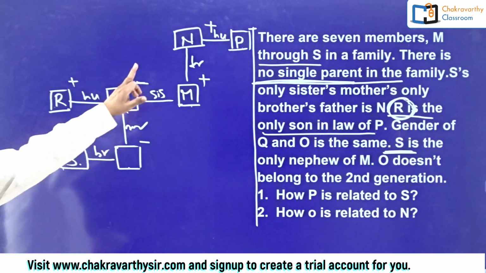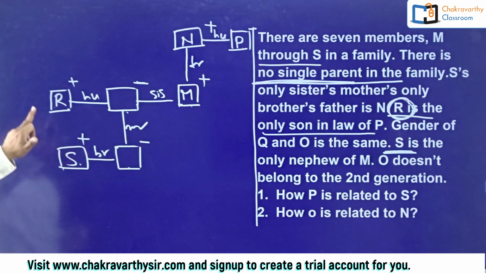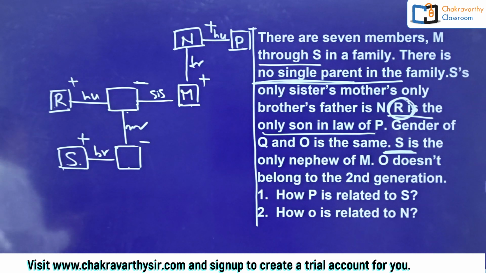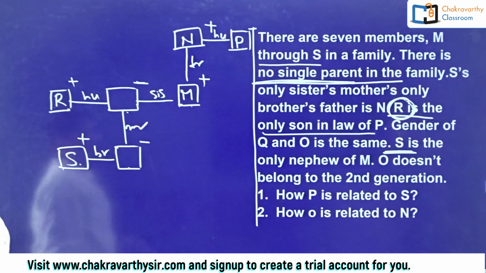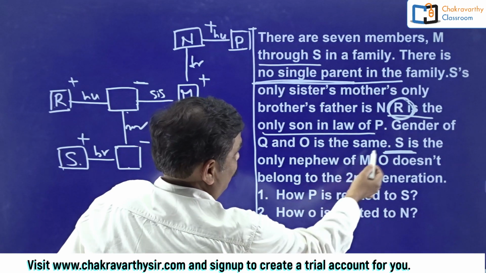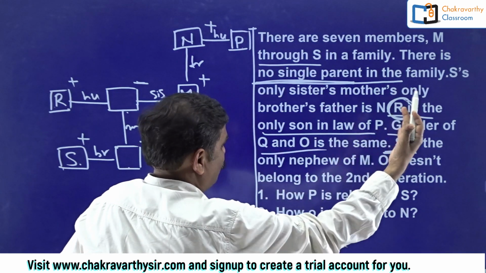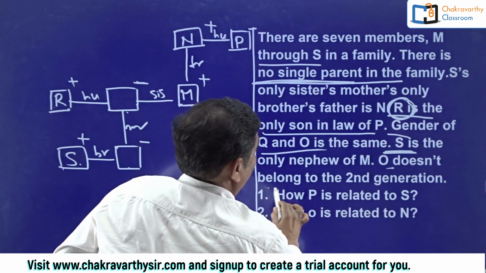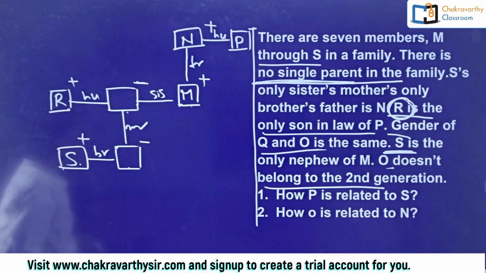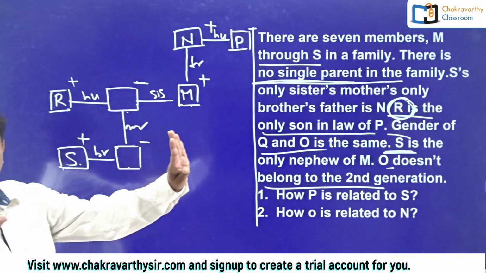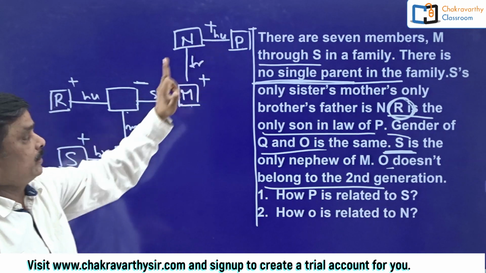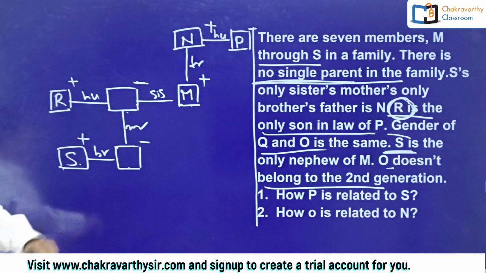How many places are confirmed here? N, P, M, S, R. Only 2 places are left out. They have given one more information for that one. What is that? Gender of Q and O, that's not at all required for us. O does not belong to the second generation. What do you mean by second generation? Always remember students, this is the first generation, this is second and this is third.